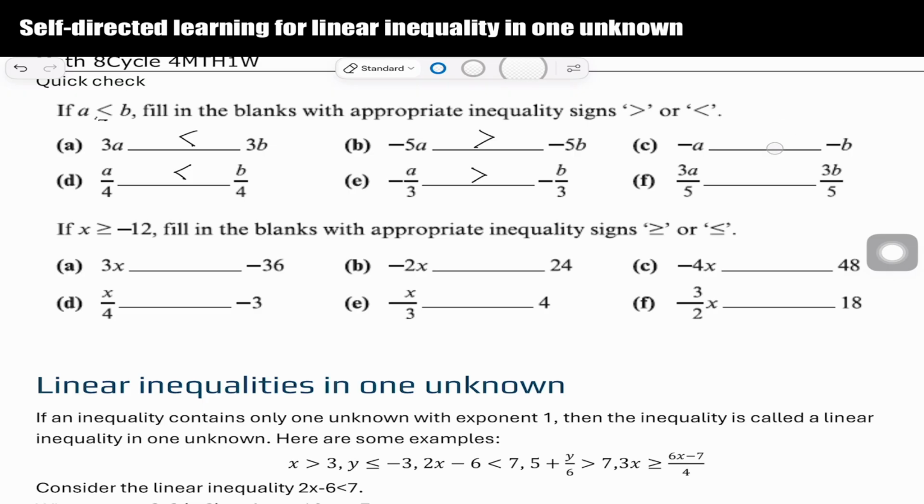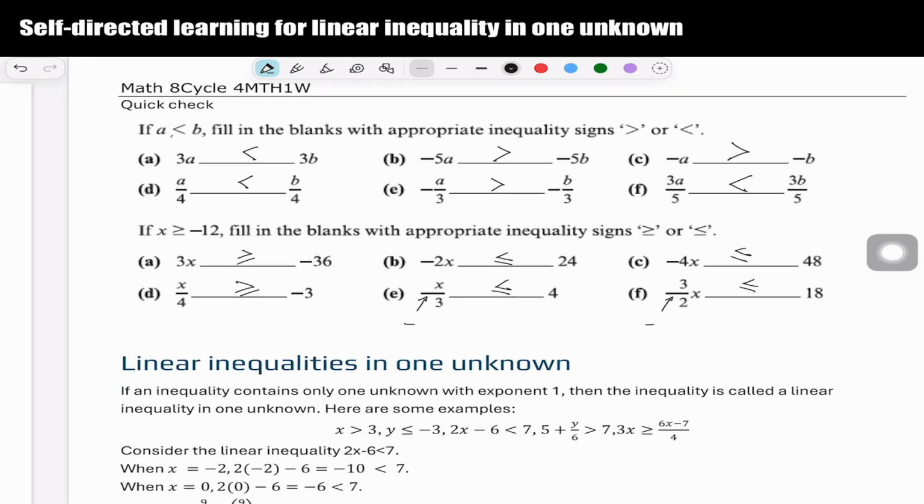Sorry, I made a mistake here. It should be greater than, because we multiply by a negative. And this one is still like this. And if x is greater than or equals to -12, right now we just have to have greater than or equals to, less than or equals to, and then greater than or equals to, and then this one is less than or equals to. And the last one, it should be like this. Given that this is negative, maybe I forgot to add a space in between it.